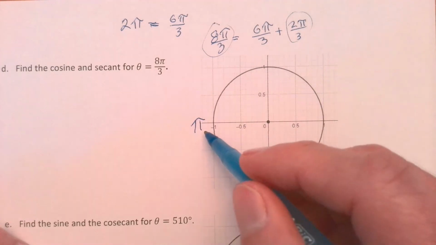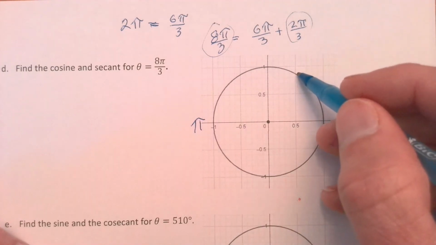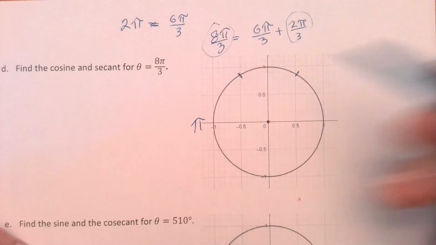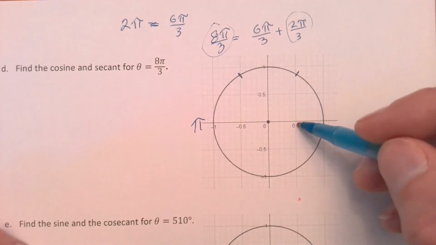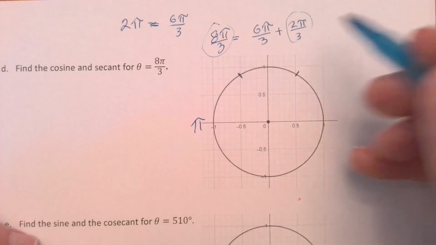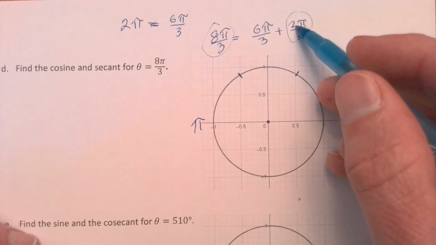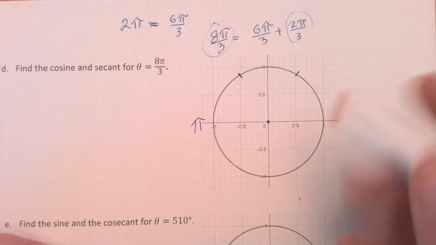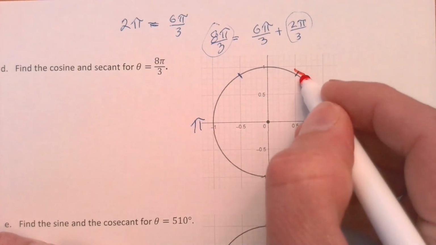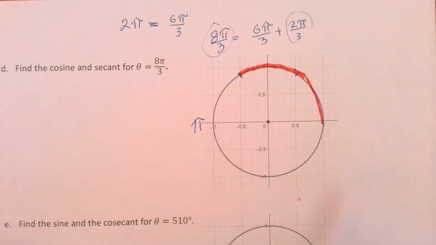So what you want to do is take pi and cut it up into 3 equal parts. And if you're struggling to figure out where they are, trust me, they're right above the 0.5 and the negative 0.5 on the x-axis. And then the 2 means we have to take 2 of those. So we are quite literally at this arc right here.